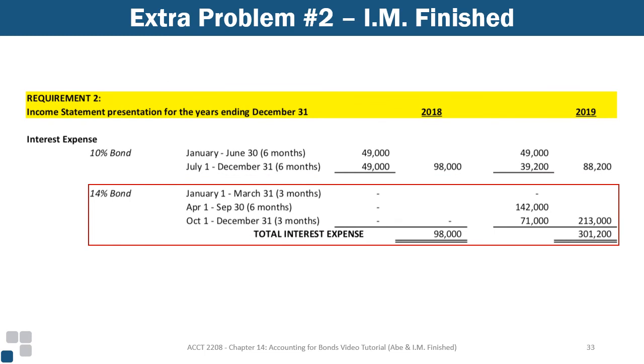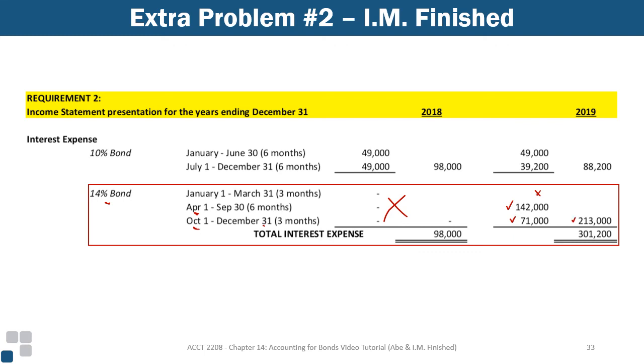For the 14% bond, again, because it wasn't issued until 2019, it was only issued on April 1st. So between January 1st and March 31st, there's nothing. From April 1st, when it was issued, to the first payment, a full $142,000 in interest expense, and then from October 1st to December 31st, there's $71,000 in interest expense for a total of $213,000.